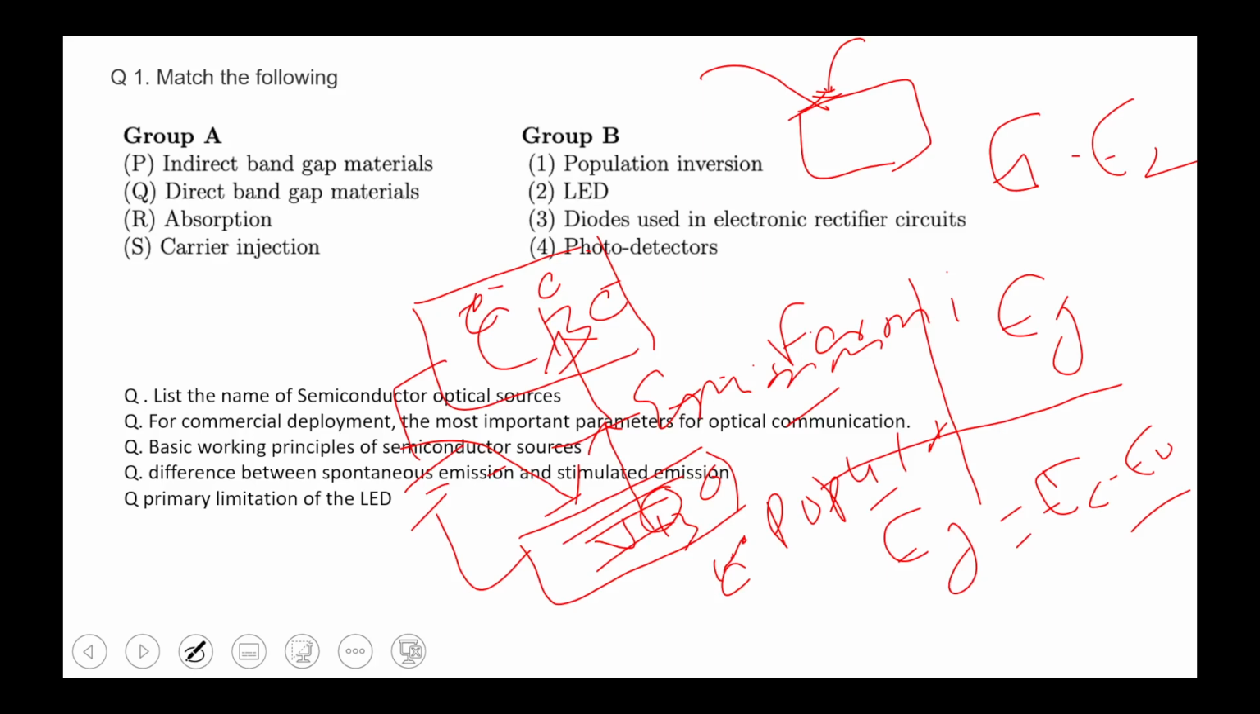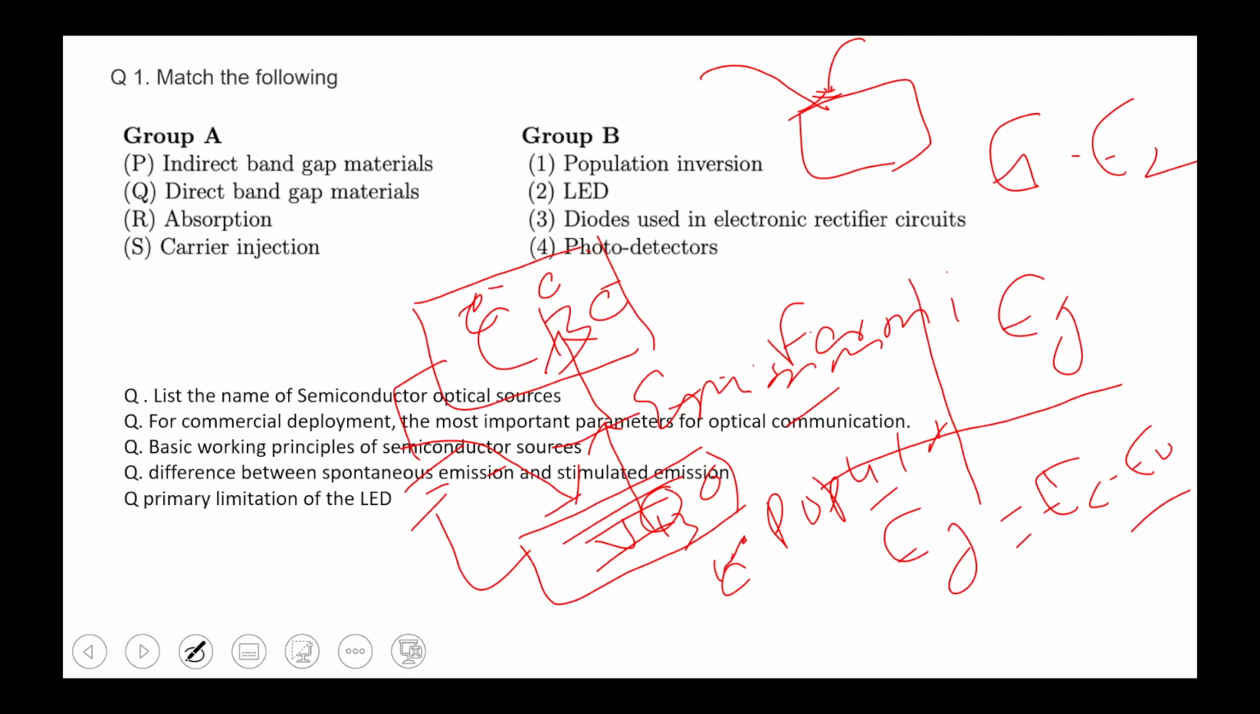So, can anyone tell me about the primary limitation of the LED? Sir, the spectral width is large, a wide spectral width. Bandwidth is restricted, sir. And it is not easy to couple the light from an LED into a single mode fiber.